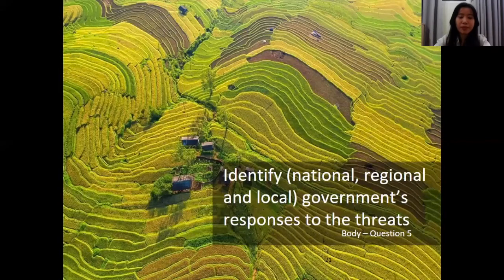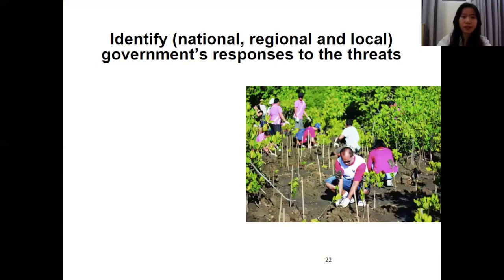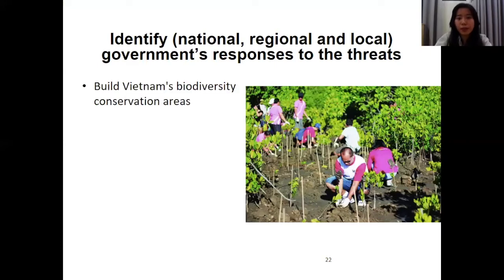Hi, I'm Mai, and to continue the presentation, I'm going to answer questions number 5 to 8. Number 5, identify national, regional, and local governments' responses to the threats. So we have here, build Vietnam's biodiversity conservation areas.